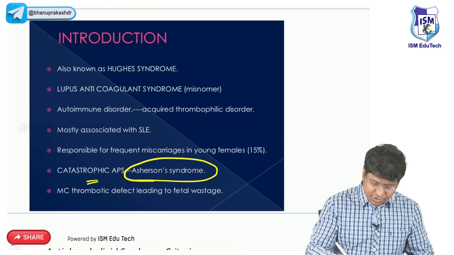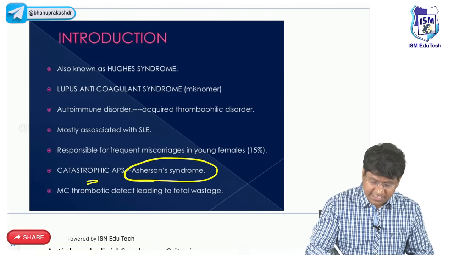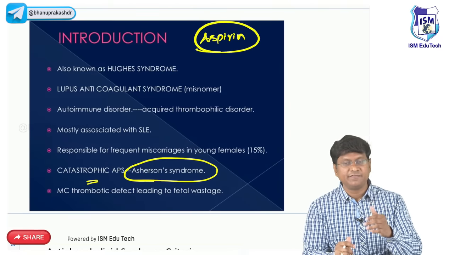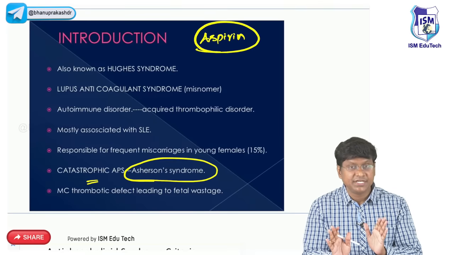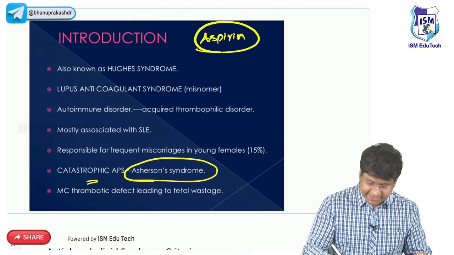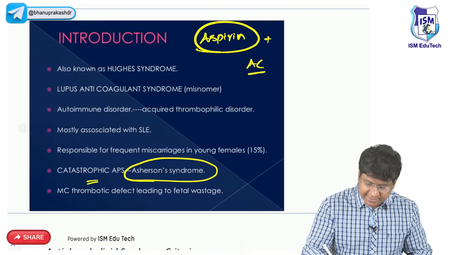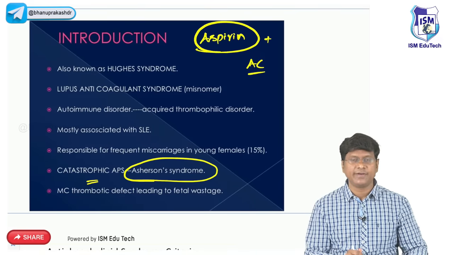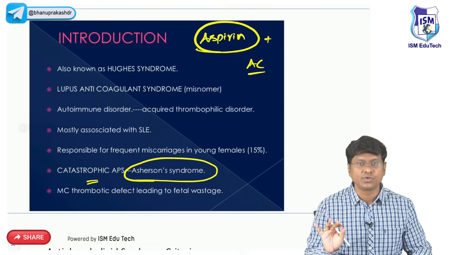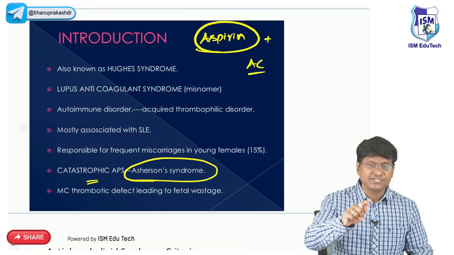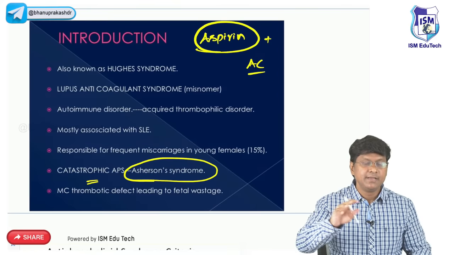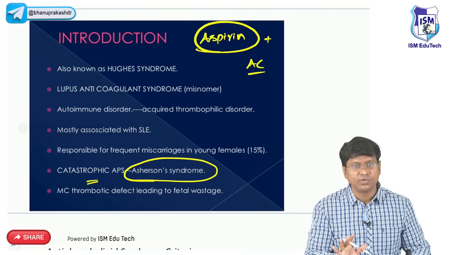Then how do you treat these patients with antiphospholipid antibody syndrome? Before conceiving, the female has to be on aspirin. Once the female has conceived, then along with aspirin, you need to give an anticoagulant. Low molecular weight heparin is preferred, okay? So this is about Hughes syndrome, which is also called APLA syndrome. And remember, in patients who have SLE, the chance of developing APLA syndrome is almost 50%, but in the normal general population, it is only 5%.